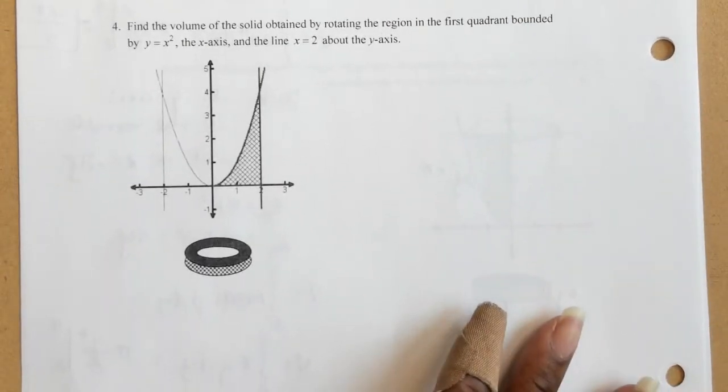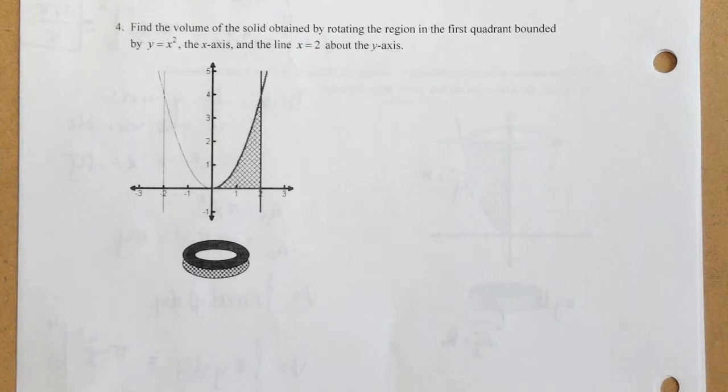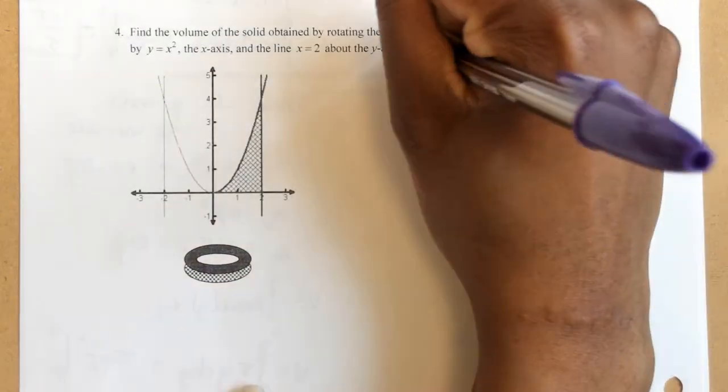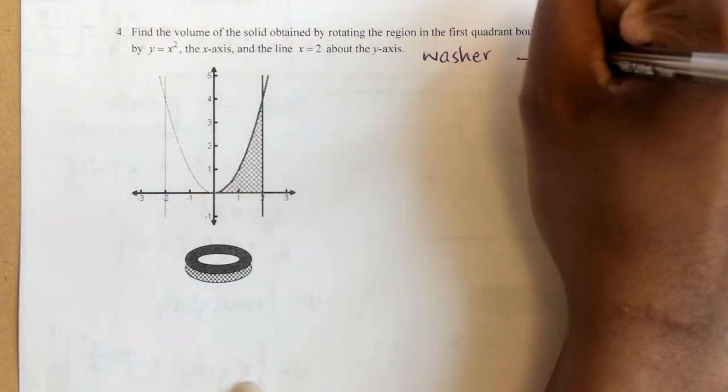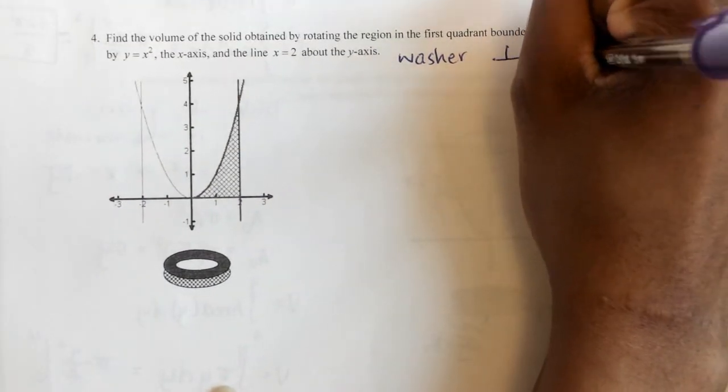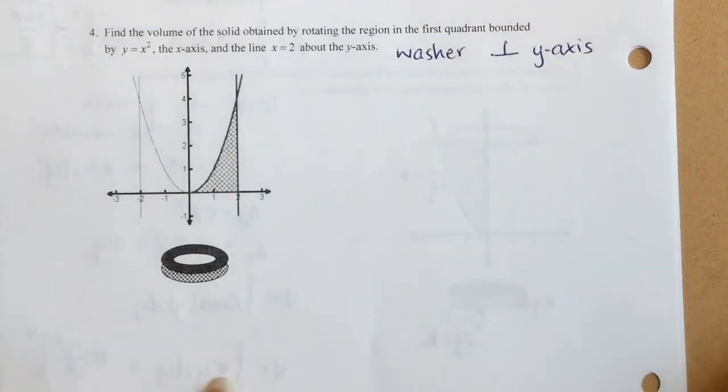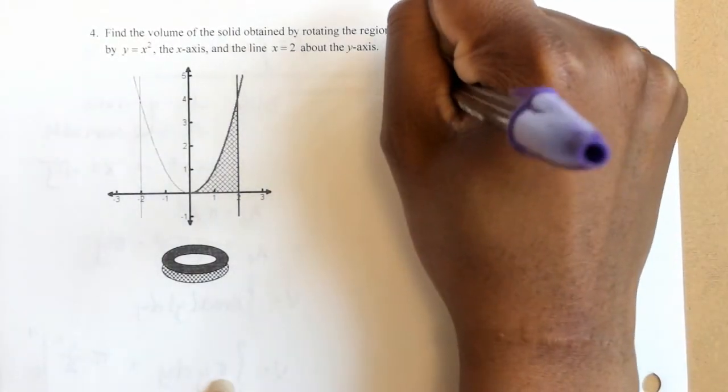Now problem number 4 is when we start getting into washers. So we want to find the volume of the solid obtained by rotating the region in the first quadrant bounded by y equals x squared and the x-axis and the line x equals 2. And we want to rotate that about the y-axis. So we have a washer perpendicular to the y-axis. So y is my variable.